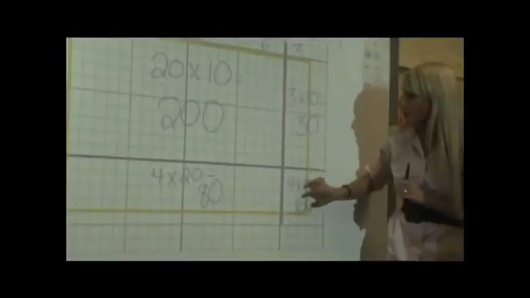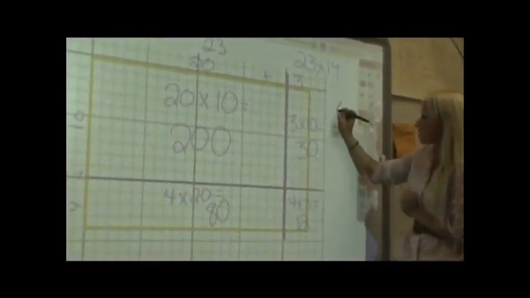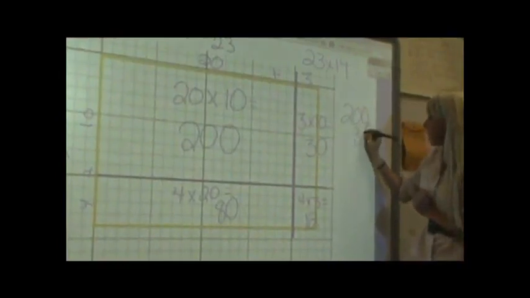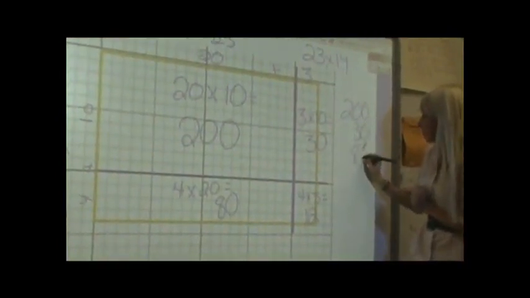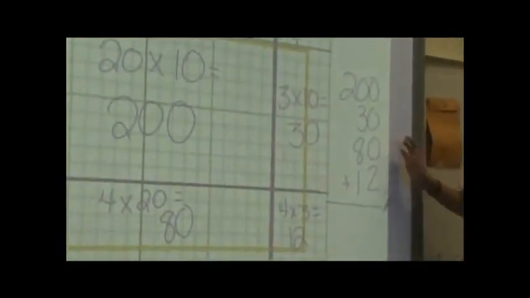Now, we did a lot of work, but we're not quite finished. The last step is to add our 4 products to get the total product of 23 times 14. So over here, I will add the products from each box. 200 plus 30 plus 80 plus 12. If this is too much, students can add 2 numbers at a time and then piece those sums back together.